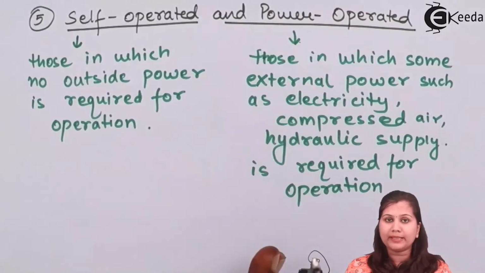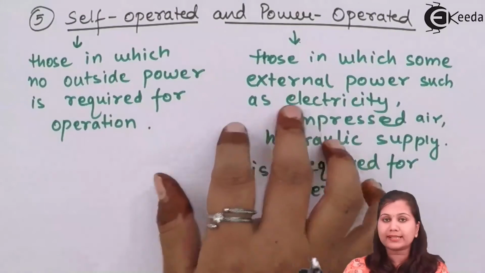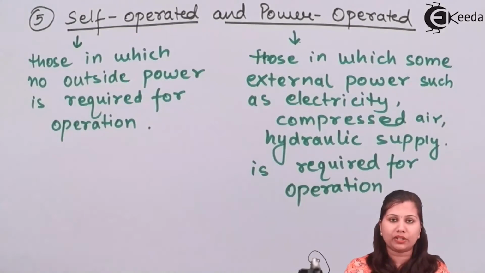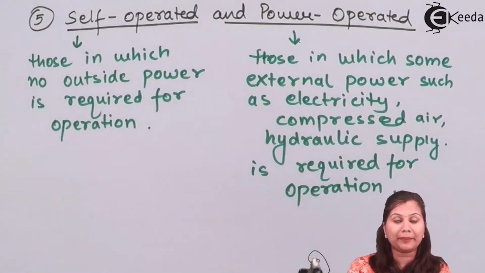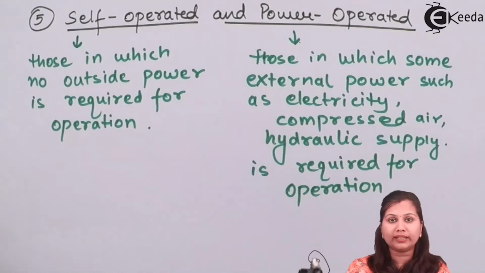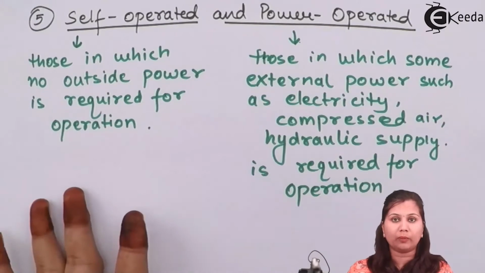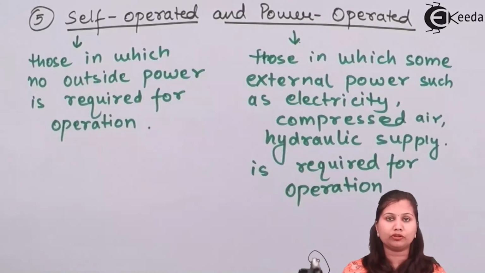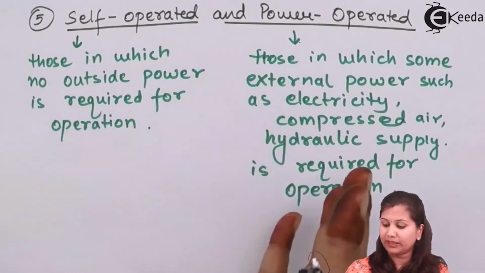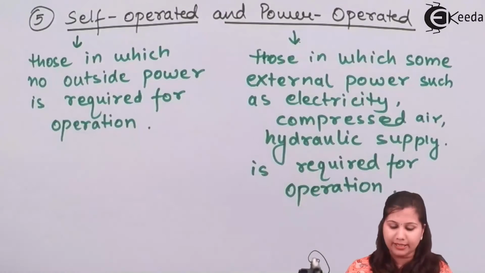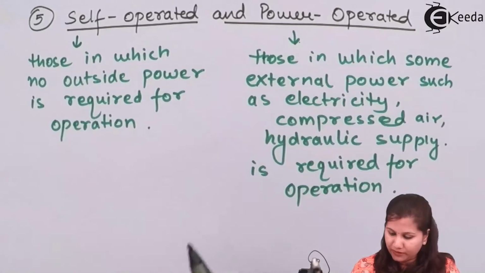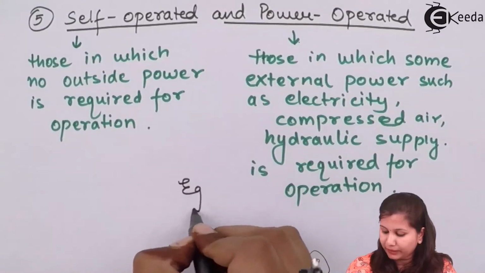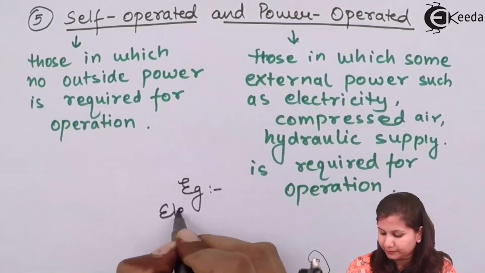Whereas in power operated instruments, some type of external power is required for the operation, like electricity, and also some compressed air or hydraulic supply is required. So here some external power is required for the operation of the instrument. That is why they are called power operated instruments. Examples of such instruments are the electromechanical instruments.